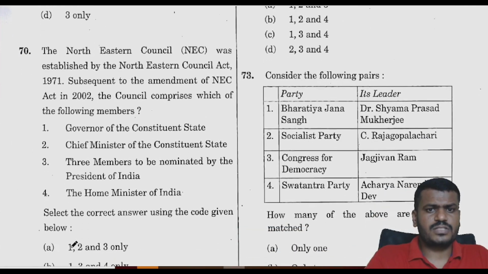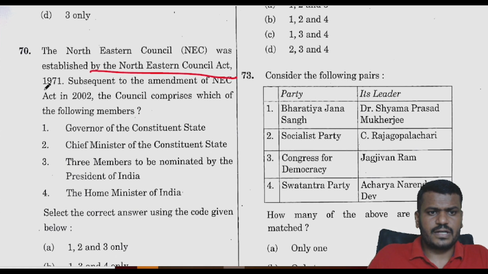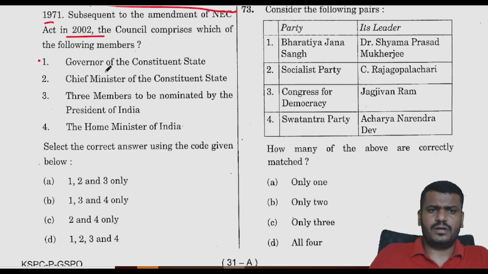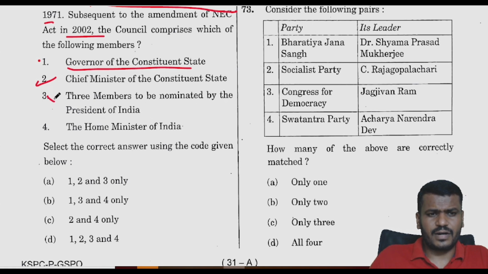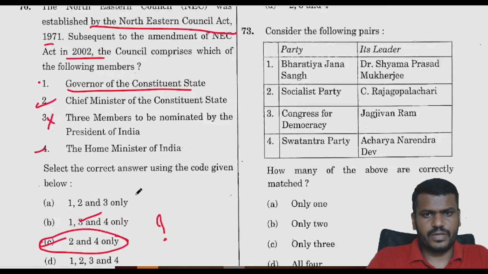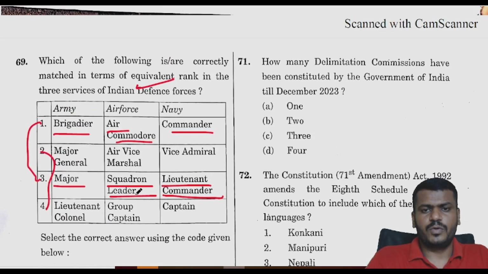Okay, next, the North Eastern Council was established by the North Eastern Council Act 1971, subsequent to the amendment to the NEC Act in 2002. The council comprises, see, normally here no governor of that state, I think he will not be there. Chief minister is definitely there, guys, and three members to be nominated by the President of India. I have doubt with this, and the home ministry is definitely a member. 2 and 3 might be the right answer. I am putting a question mark here, either it is 2 or 3, or it might be this B also, 1, 3, 4 also it can be, but let's see. After some clarification we may come to know that. If you know, then put it in the comment box.